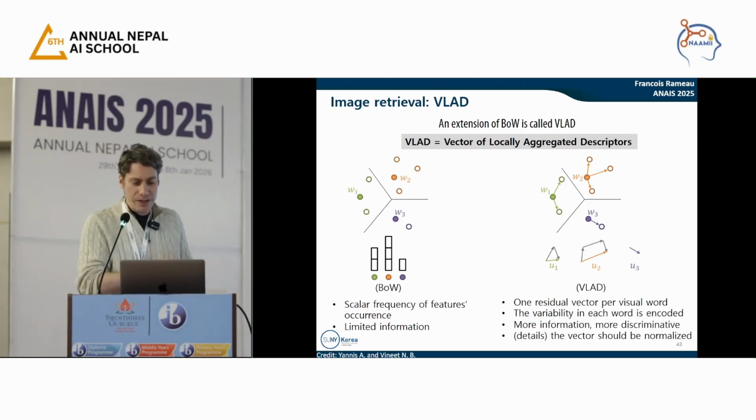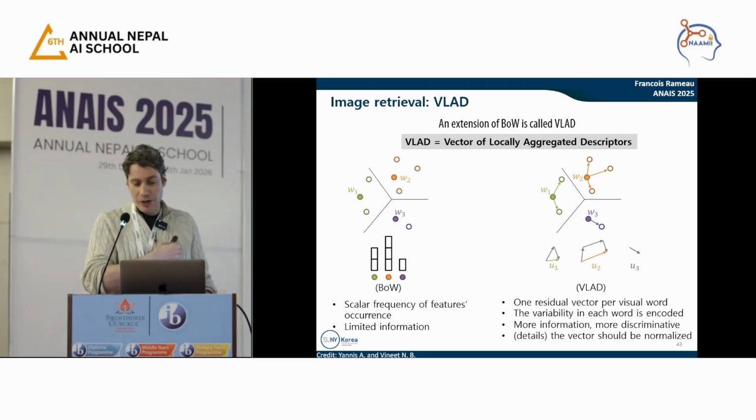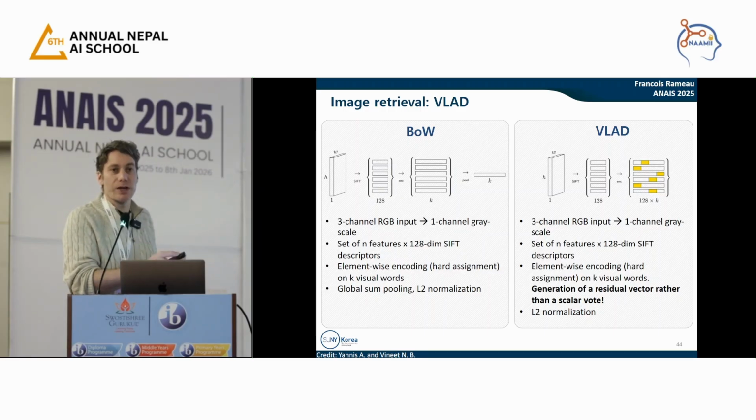So the idea of VLAD, instead of just counting things, is that for each word we associate a residual vector, okay? You basically accumulate those vectors with respect to the center of the cluster, and then you have a better, more expressive representation. Of course, the only downside, and I won't go into too much detail, is that you end up with something super massive. You end up with basically one vector per word, which is extremely sparse and very huge, because k is the number of words in your dictionary, and potentially you can have hundreds of thousands of them, okay?